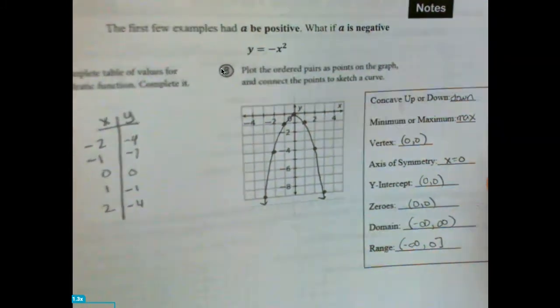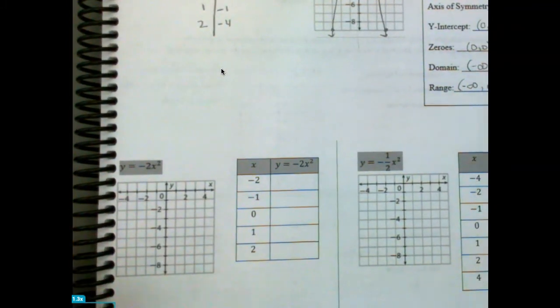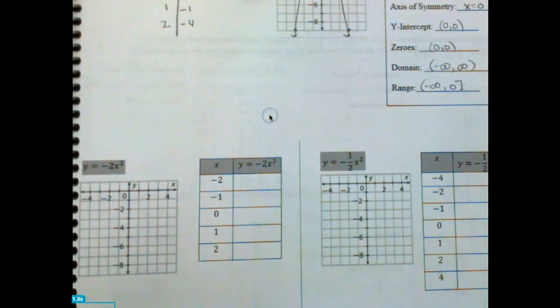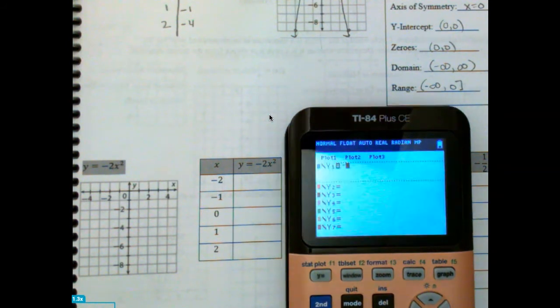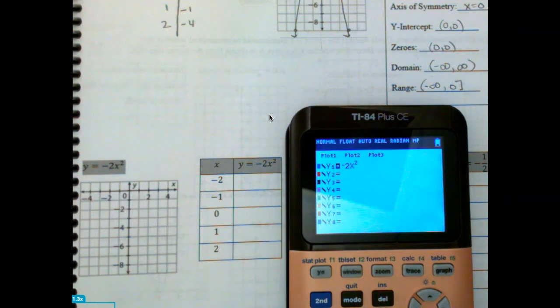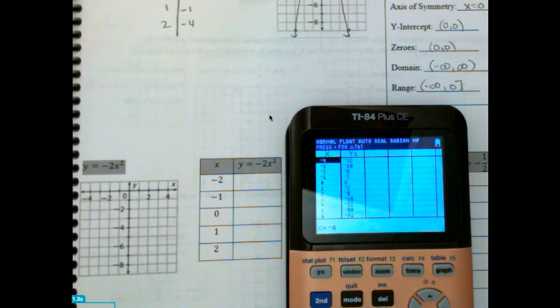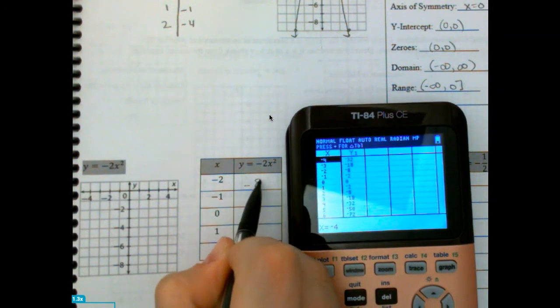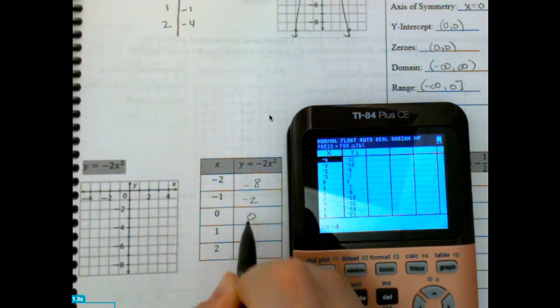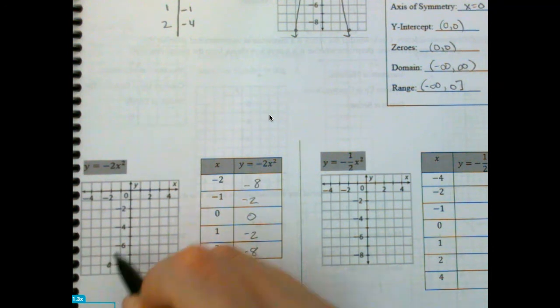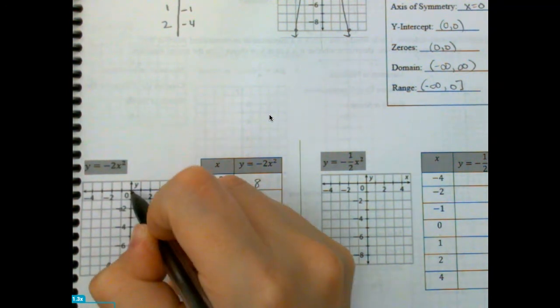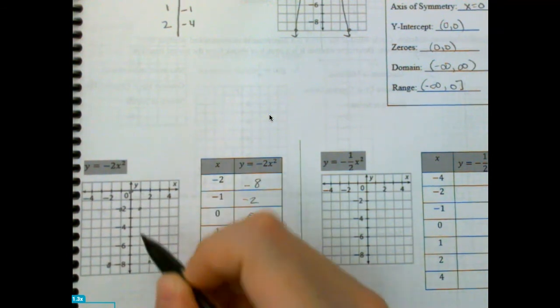So let's take a look at these two other examples down here. Go ahead and try and do this quickly. I know this is kind of taking a while here. So if I put this into my calculator, go back to y equals, clear it out, and do -2x², and then go to my table. I'll populate my table of values, -2, -8, -1, -2, 0, and then 1, -2, 2, -8. Okay. So I'm going to plot these. So the pattern I want you guys to really see here is the connection between your A and what your graph looks like. That's the real connection here.